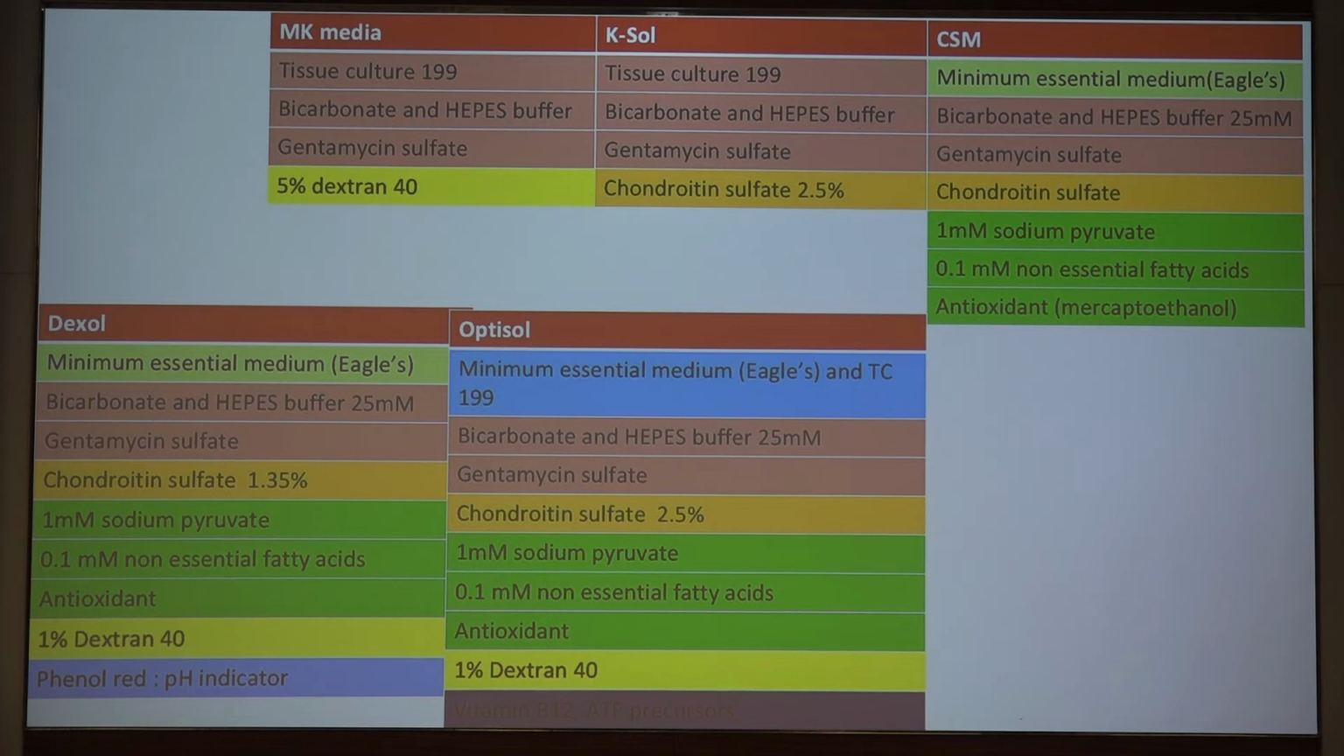it has the minimum essential medium, which is the Eagle's medium, the tissue culture medium 199, the buffer, the antibiotic, and 2.5% chondroitin sulfate. This was arrived at after trying different concentrations, 1.5, 2.5, 3 and 5% chondroitin sulfate, and 2.5% yielded the best tissues, meaning there was a balance between dehydration and compactness of the tissue versus the edema that develops as the tissue increases in its storage time. In addition, some vitamins were also added, and dextran 1% was also added to the Optisol medium.